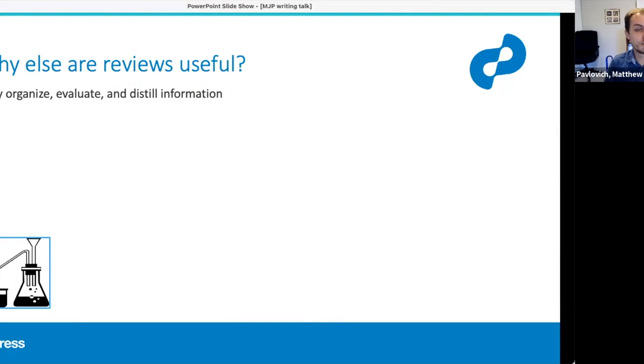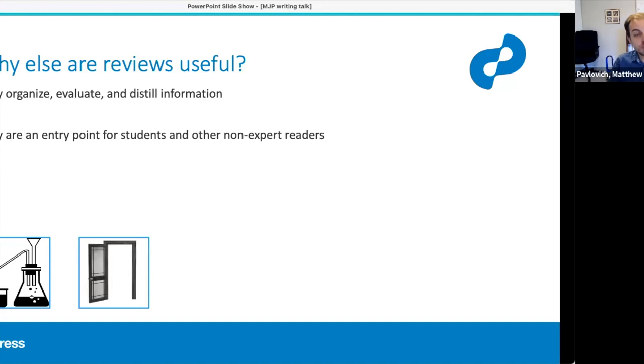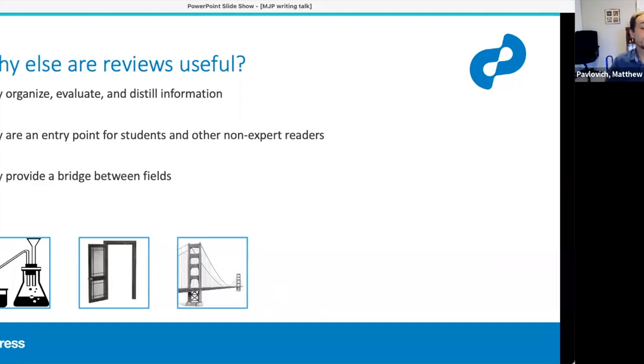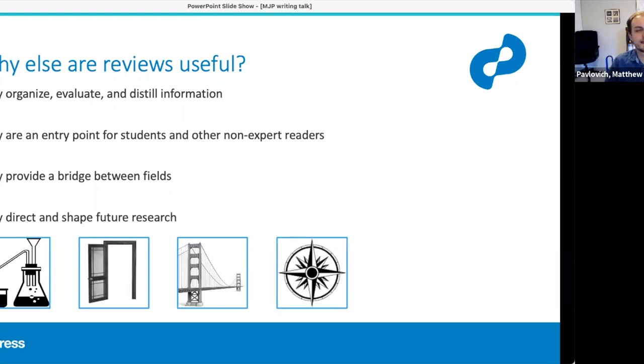So why else are reviews useful? We can say they organize, evaluate, and distill information. They're an entry point for students, like I mentioned before, and other non-expert readers. They're a bridge between fields. So sometimes if you have disparate fields of research, but they can nevertheless communicate with each other or have something important to contribute to each other, a review article is a good way to start that collaboration if you get two authors on the same page. And they can direct and shape future research.